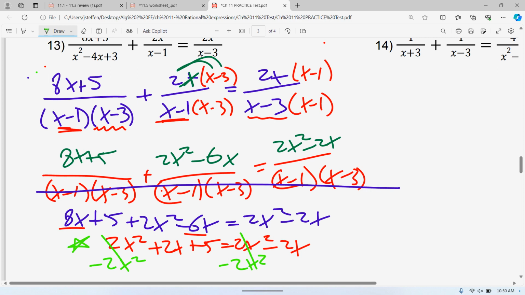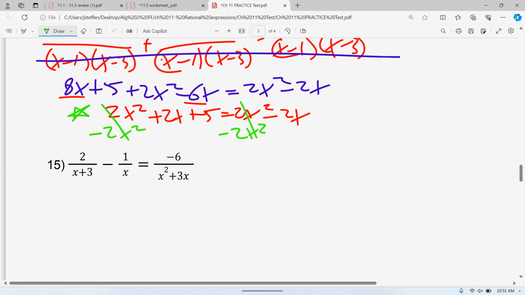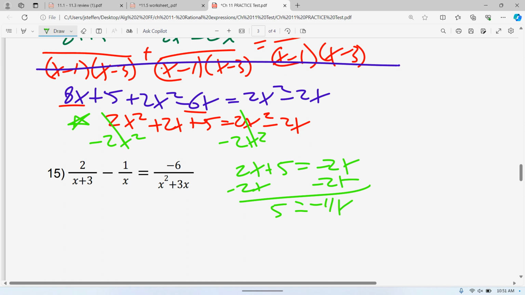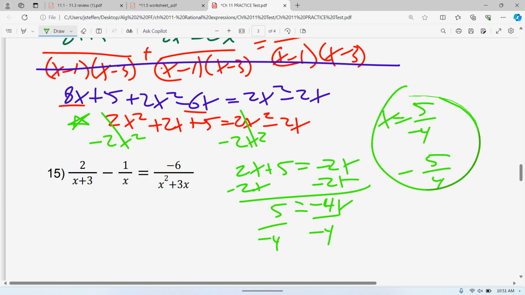Oh, I ran out of room. What we're left with is 2x plus 5 is equal to negative 2x. Subtract 2x, subtract 2x. 5 is equal to negative 4x. Divide by negative 4, that's your answer. x is equal to 5 over negative 4, or obviously, negative 5 over 4 is also good. You can put it as a decimal, that's okay too. We'll erase that when we get to number 15.